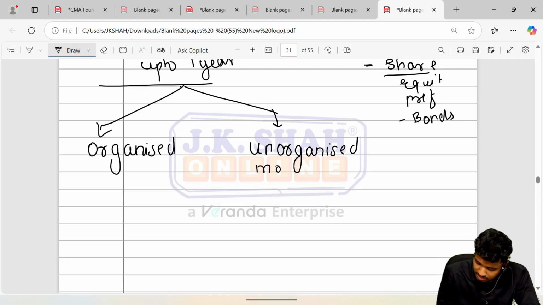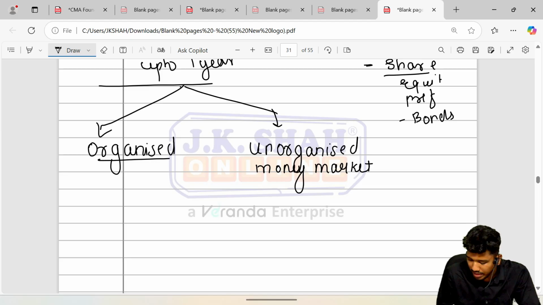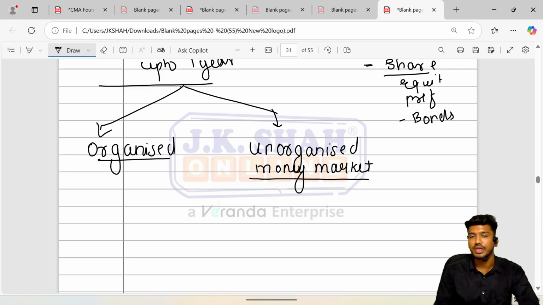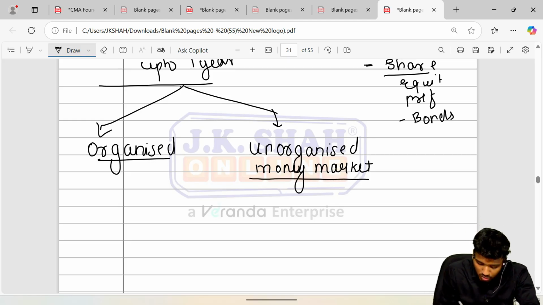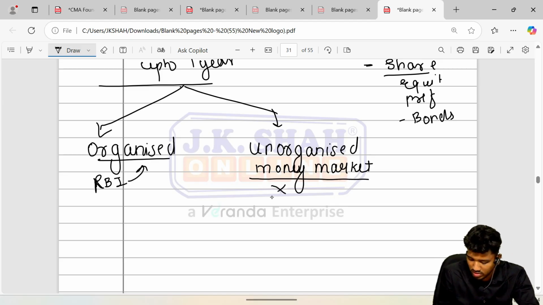Unorganized money market. What is organized money market and what is unorganized money market? Organized money markets are the type of markets wherein the rules and regulations of the RBI are generally observed. In the case of organized markets RBI rules and regulations are observed, but not so in the case of unorganized. Let's take an example.